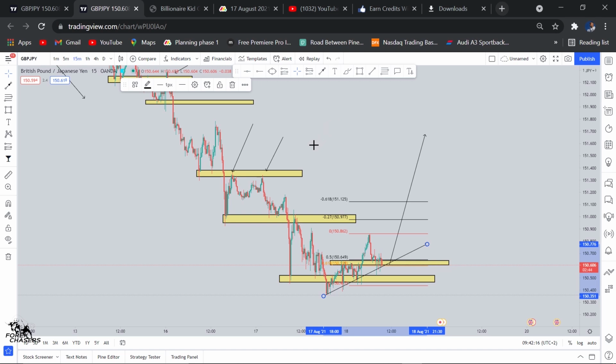Make sure, guys, that before you even think of using this strategy, you do your own backtesting, and then you get your own results on this strategy before you can even think of using it.